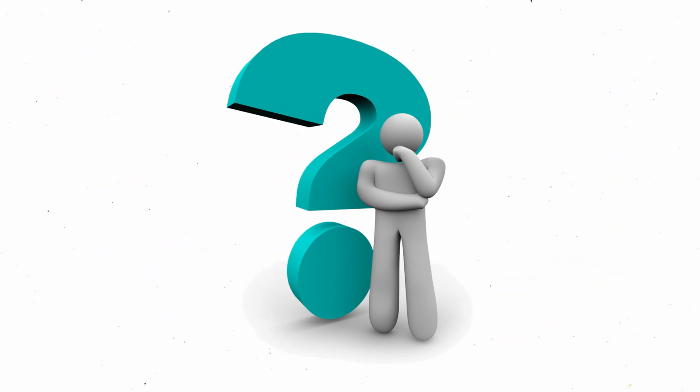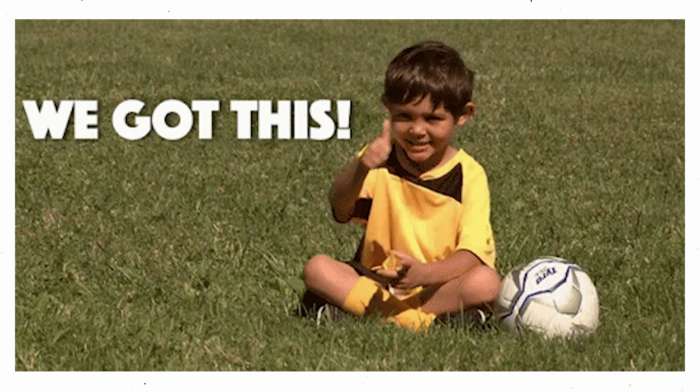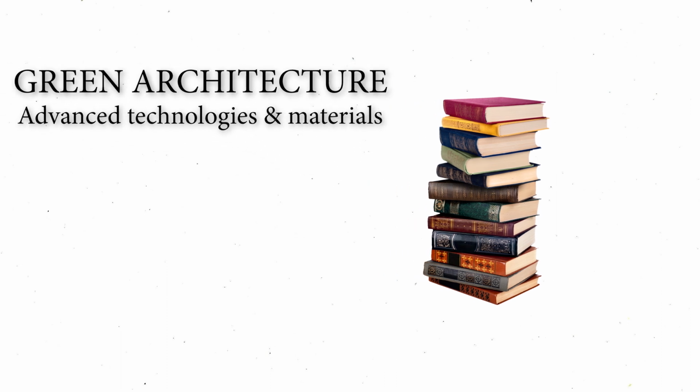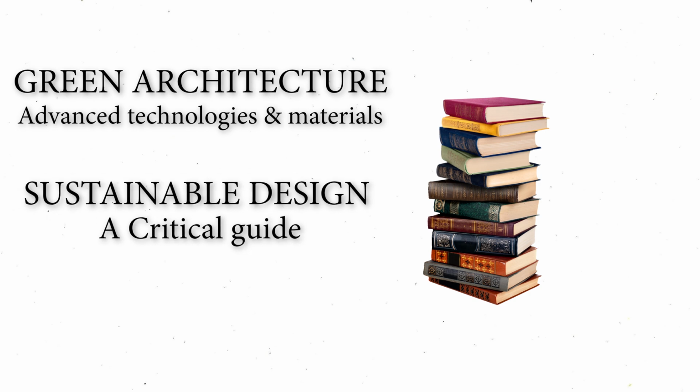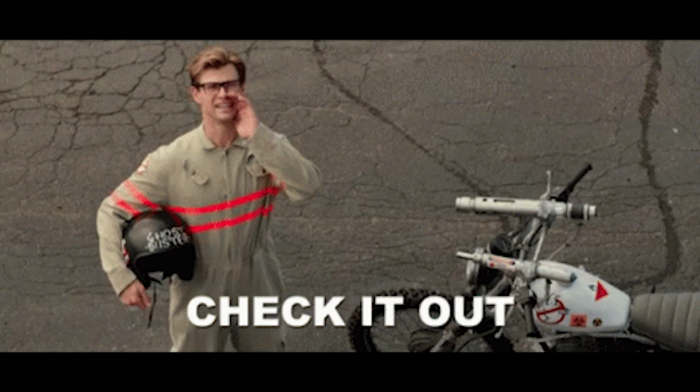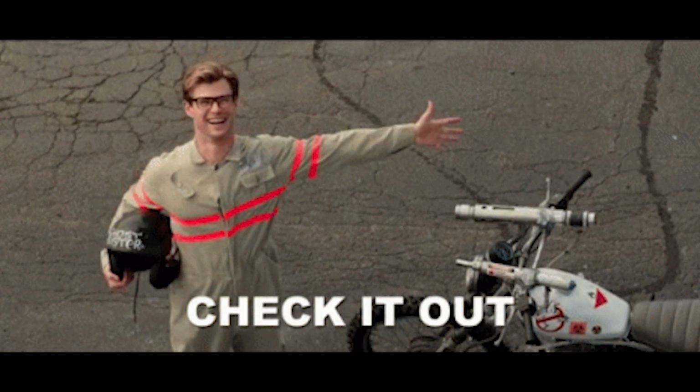Now, if you ask me where can I learn more about green architecture, then don't worry, we got you. If you want to learn more about green architecture, there are several books that provide a comprehensive overview of the topic. Some of these books include Green Architecture: Advanced Technologies and Materials by Osman Attmann and Sustainable Design: A Critical Guide by David Bergman. So if you want to purchase the books, don't worry, the links are given in the description below.